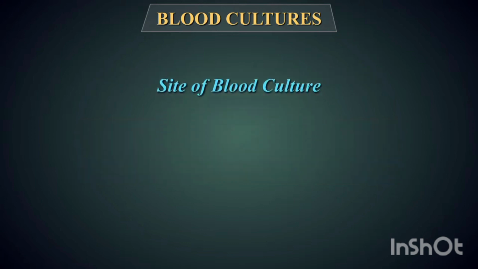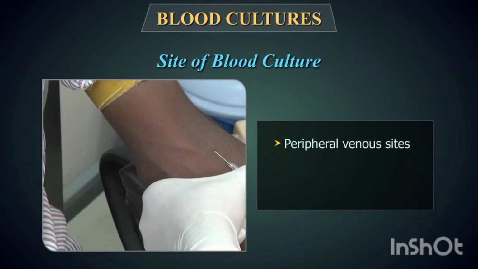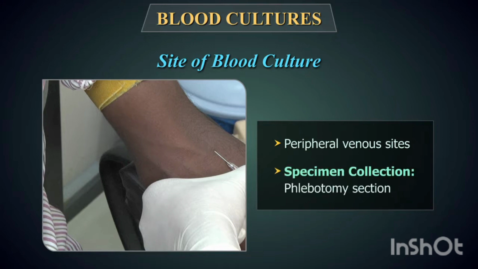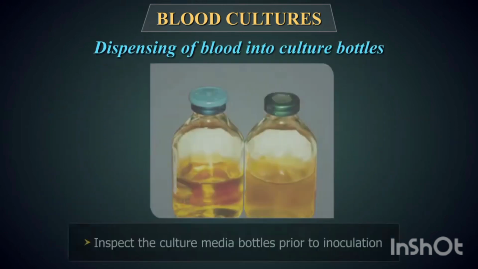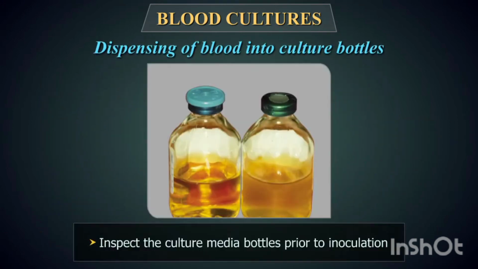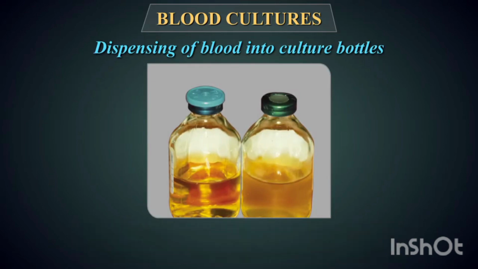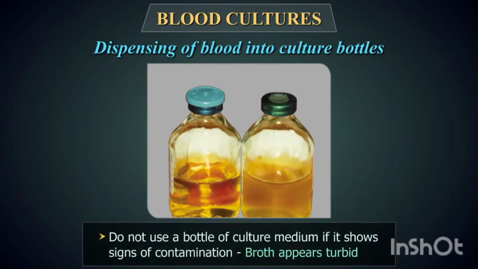Site of blood culture. Blood should be obtained from peripheral venous sites. Specimen collection: refer to the phlebotomy section for correct sample collection techniques. Dispensing of blood into culture bottles. Inspect the culture media bottles prior to inoculation. Do not use a bottle of culture medium if it shows signs of contamination, that is, the broth appears turbid.